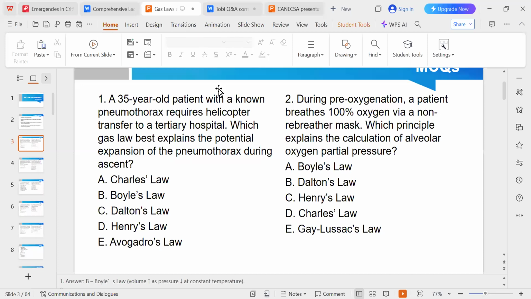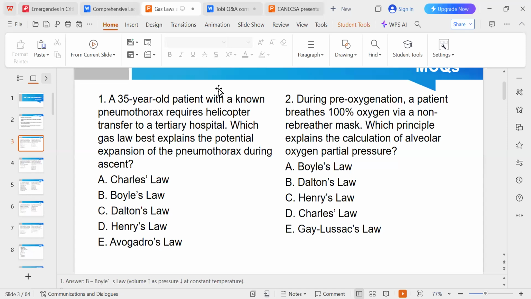Boyle's law states that with temperature remaining constant, volume varies inversely proportional to the pressure. Okay, so during ascent, what happens to pressure? Pressure goes down and volume increases. Beautiful, good.